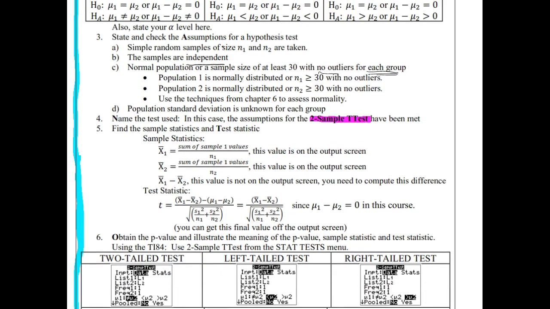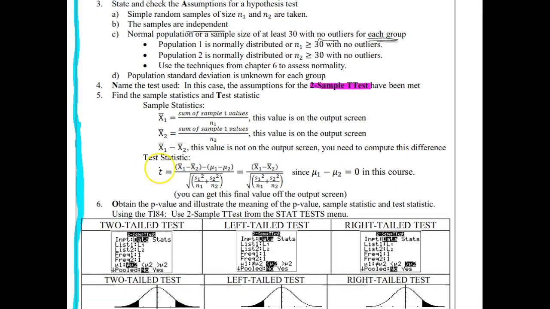Now, the T in PHANTOMS is the test statistic. Before we look at the standardized test statistic, we look at the statistic from the data. We've got quantitative data, so we're going to be looking at x bar 1 and x bar 2, and the difference between those. That value is not on the output screen, so you would need to compute the difference. X bar 1 and x bar 2 will be displayed there, and then we just perform the subtraction on those.